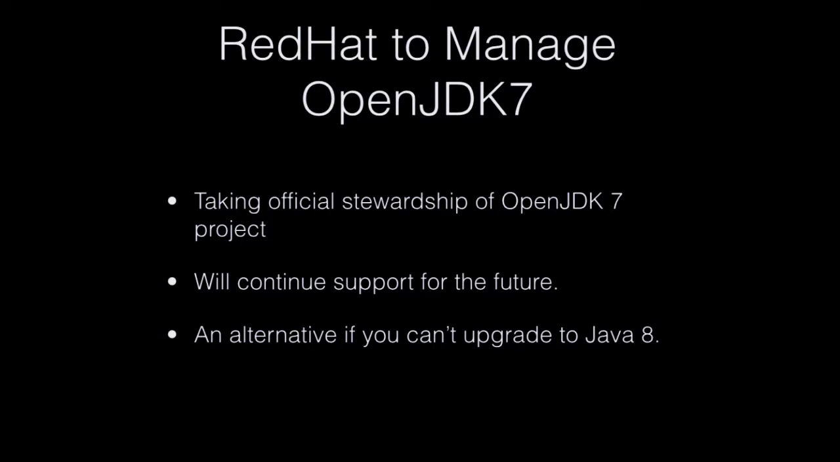The legacy OpenJDK 7 project is now going to be managed by Red Hat, because I guess they have a lot of customers that depend on it and aren't super happy with Oracle completely dropping support for it. So they're going to be a safe way to get OpenJDK 7 and probably recent security patches and everything else. And they're going to help maintain the open source project.